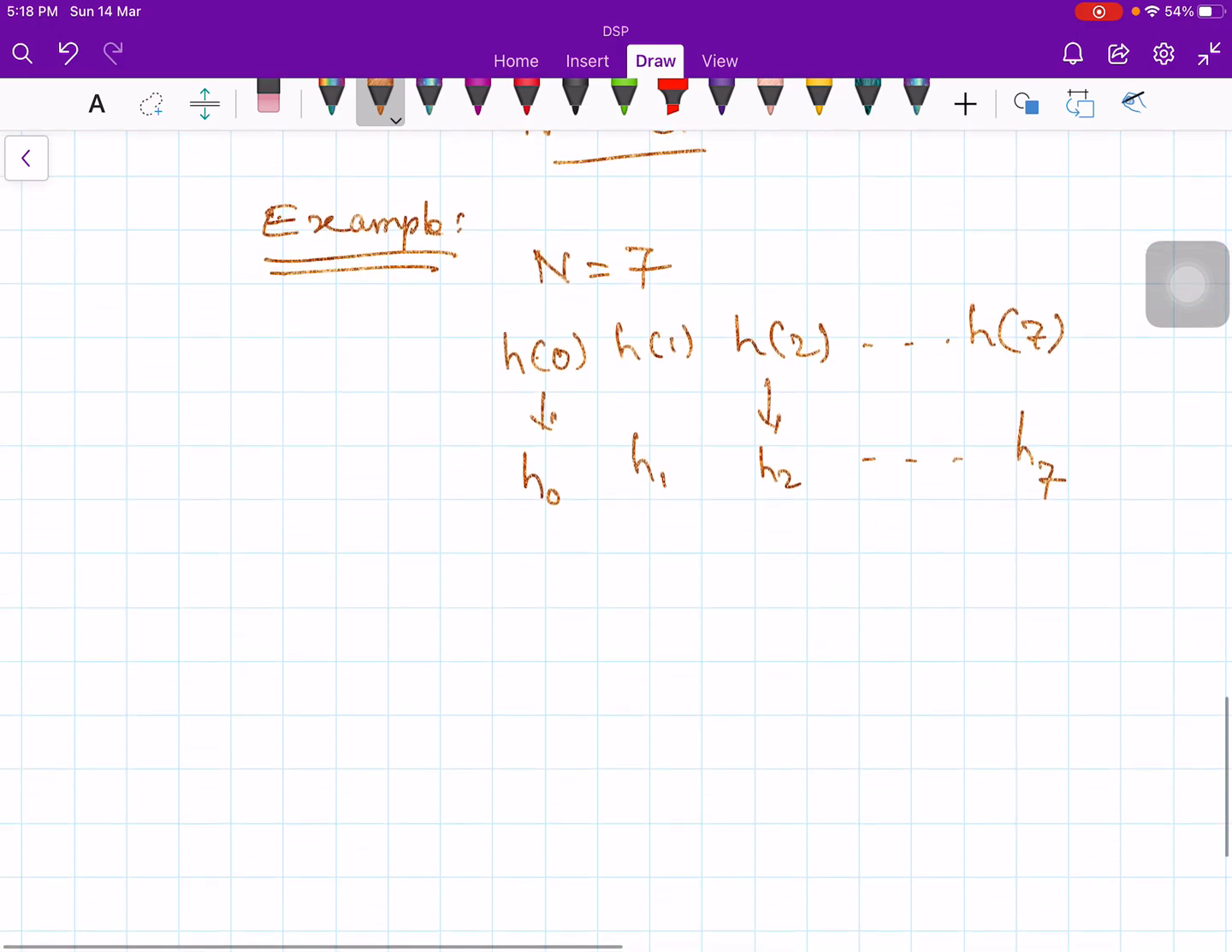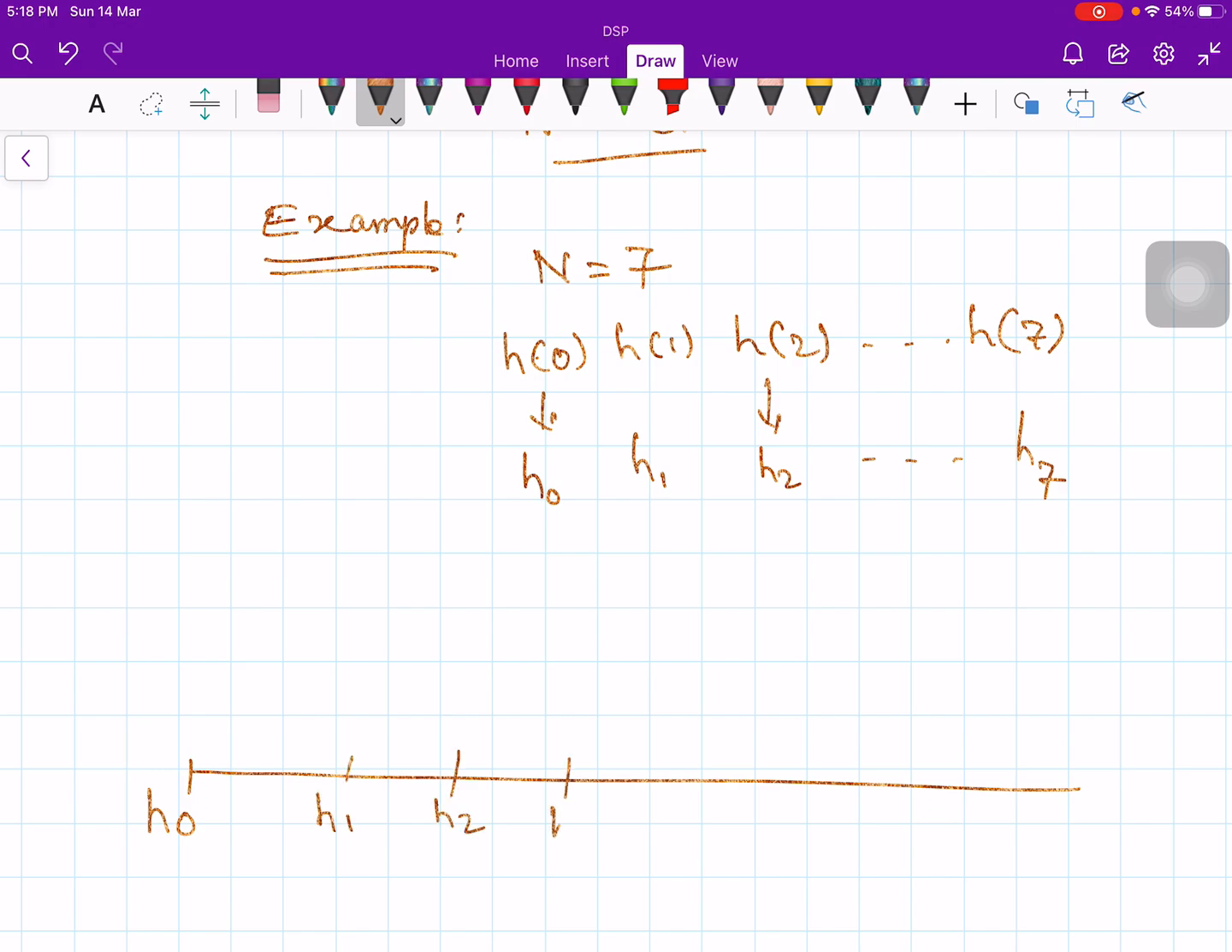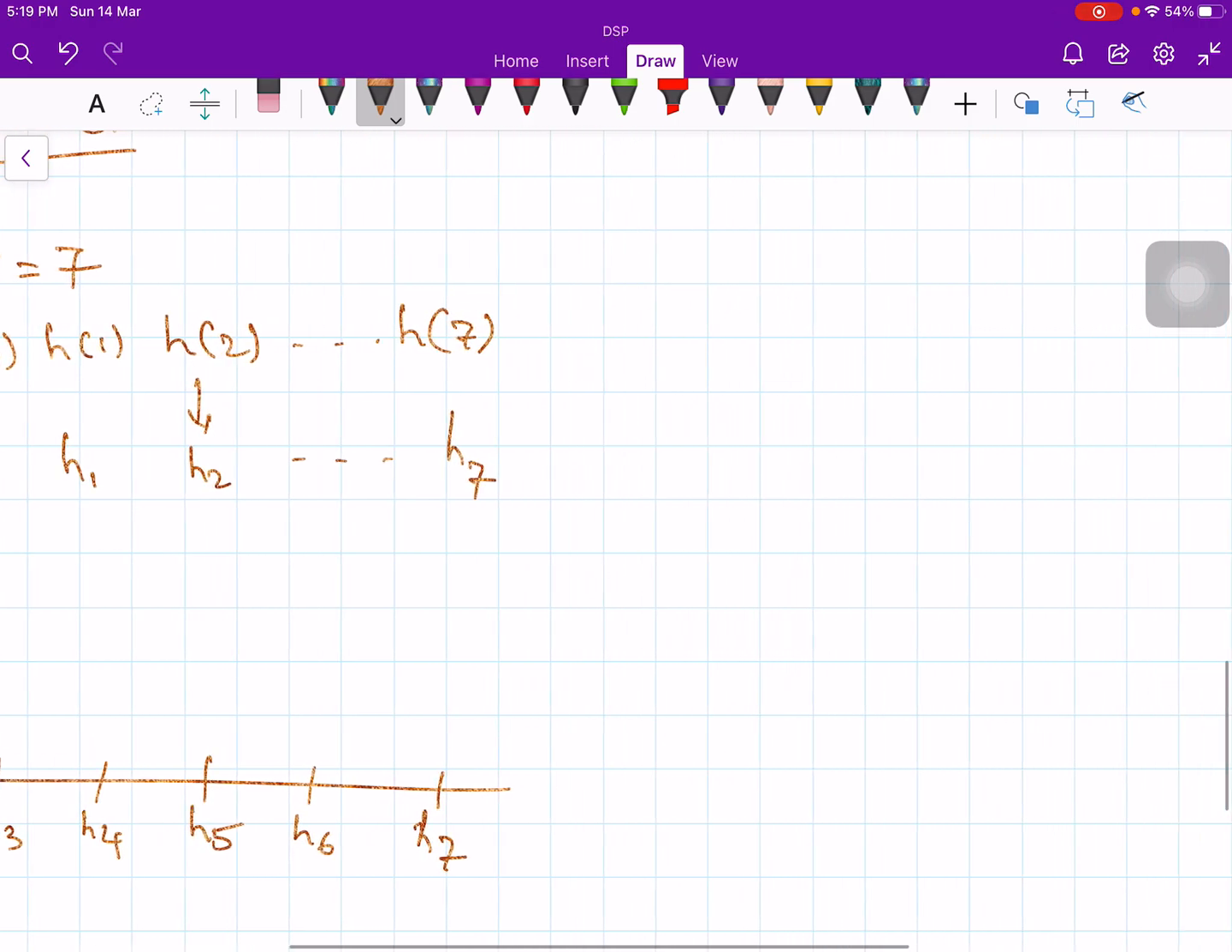So I have this 0th point, h0, h1, h2, h3, h4, h5, h6, h7. And what does the condition say? The condition says h of n is equal to h of capital N minus small n, where capital N is 7 here. Therefore h of n is equal to h of 7 minus n.